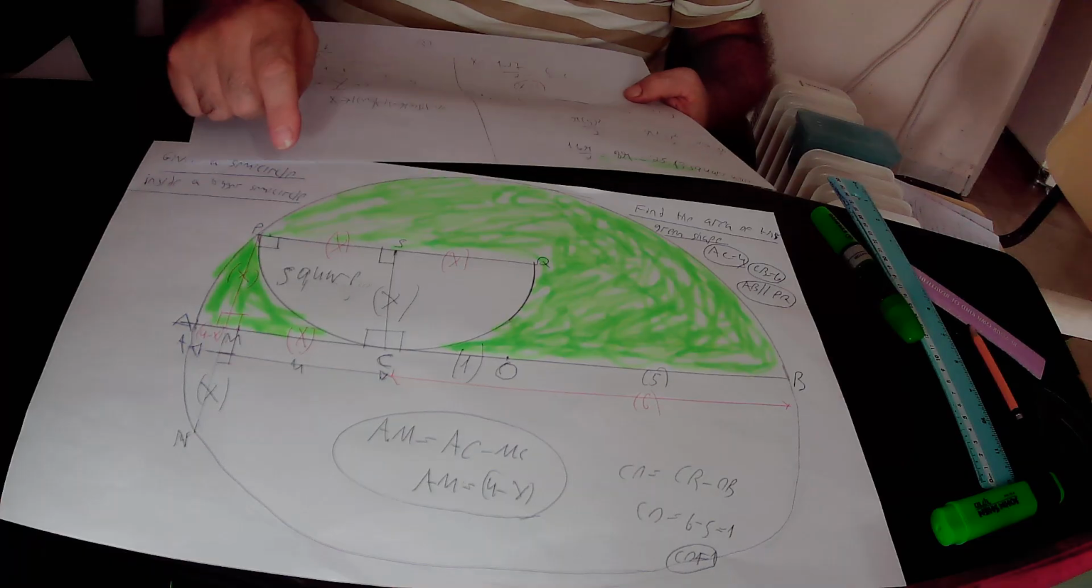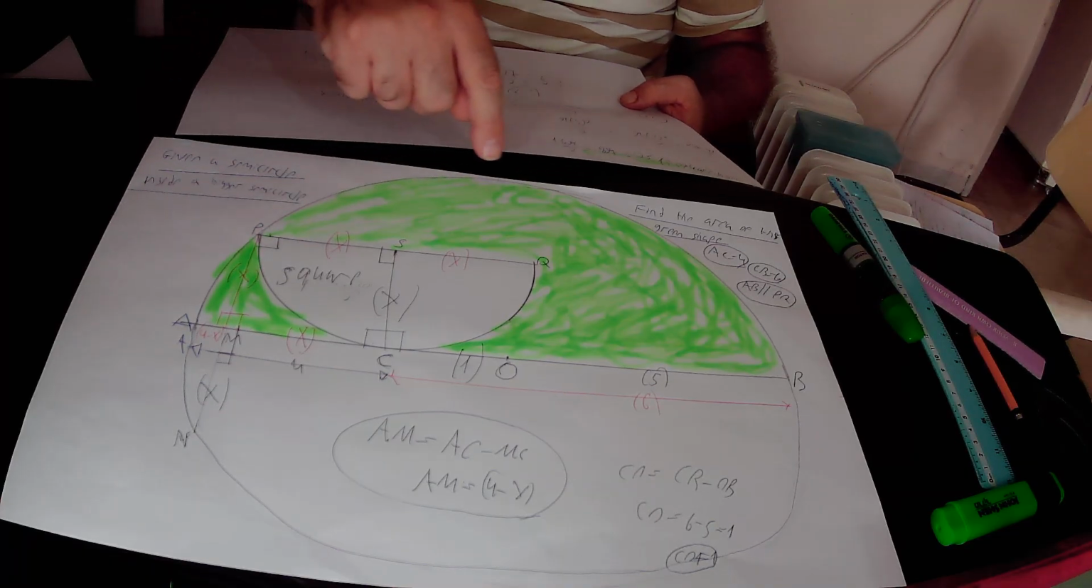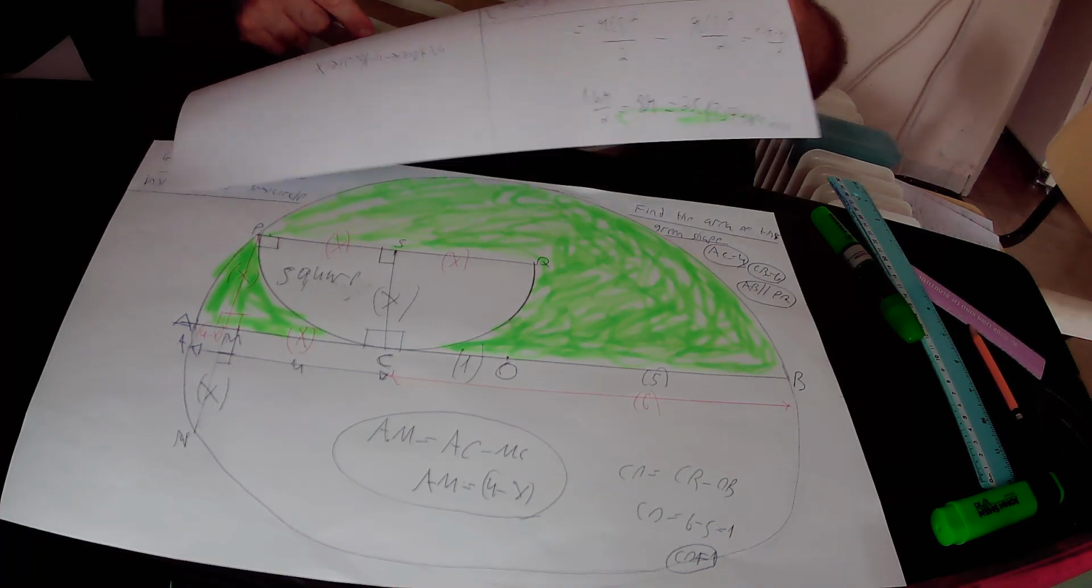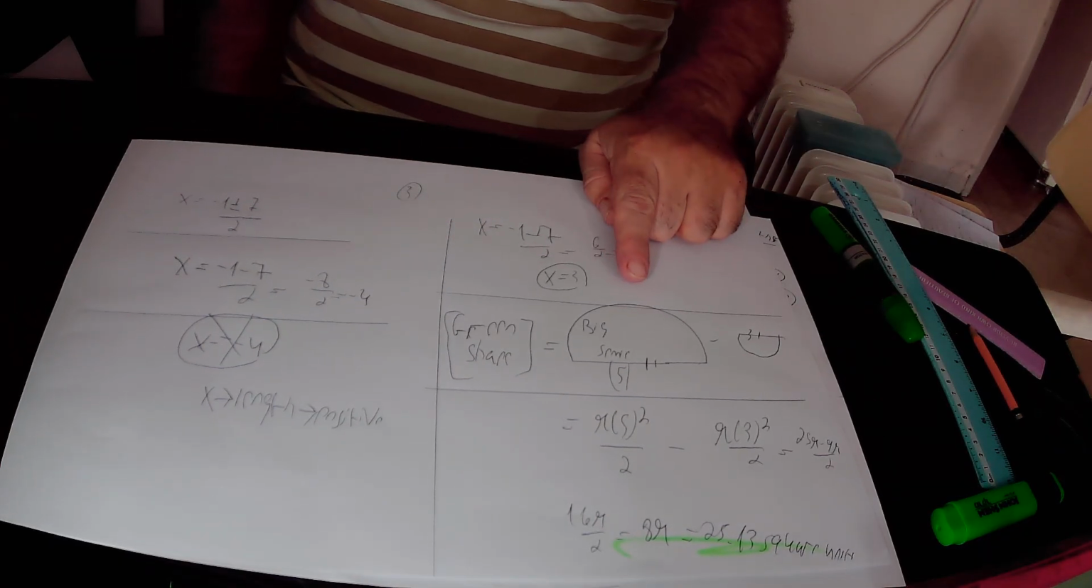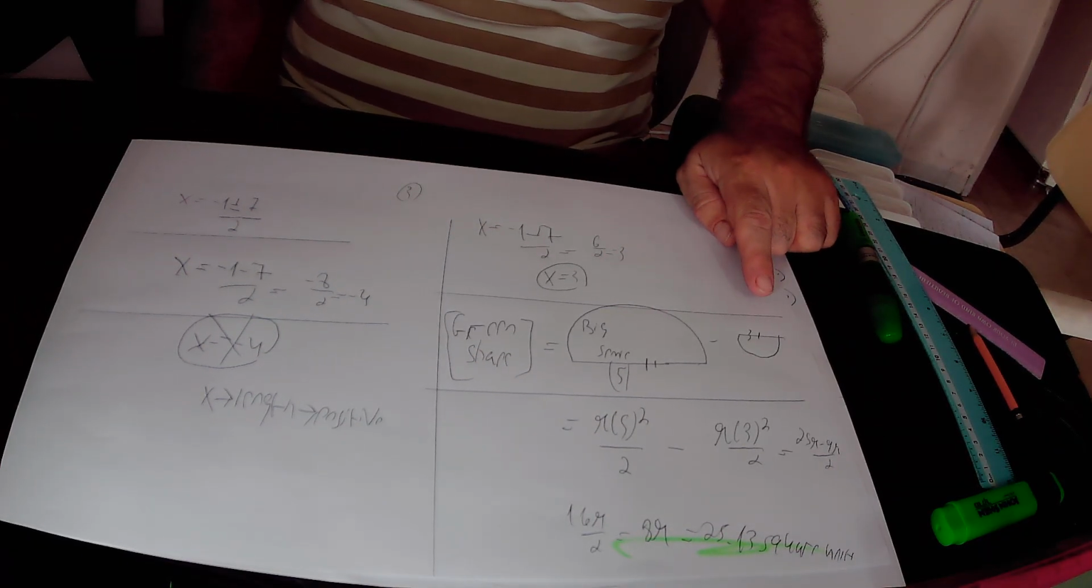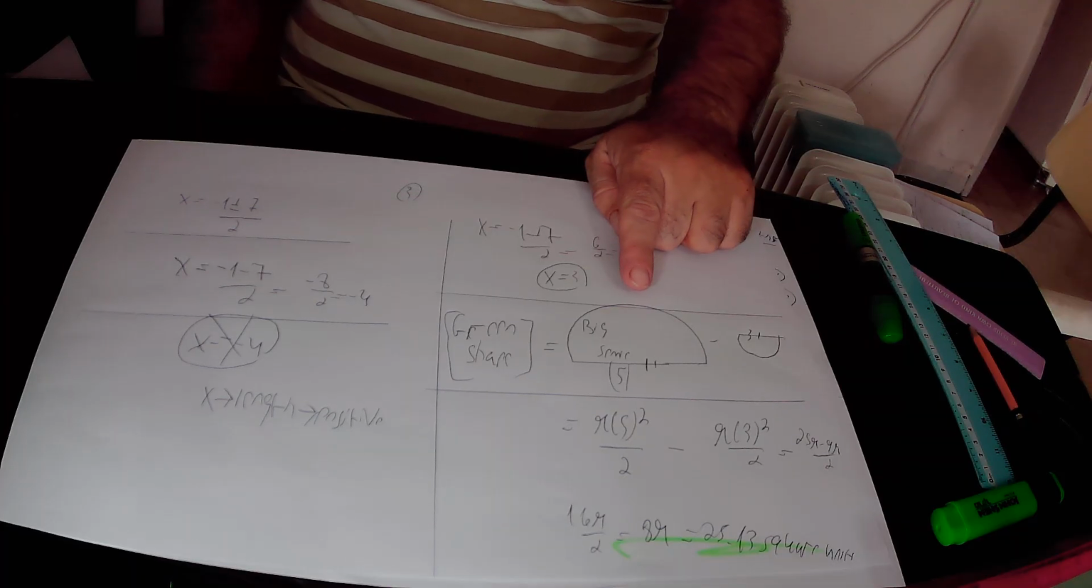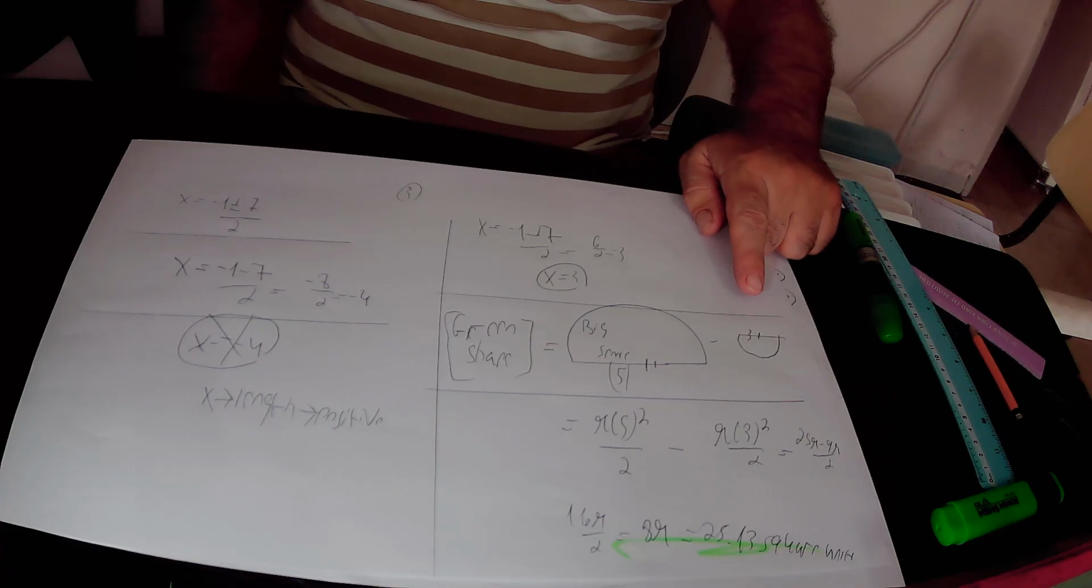Again, our task is to find the area of this green shape. The area of the green shape is equal to the area of the big semicircle minus the area of the small semicircle.